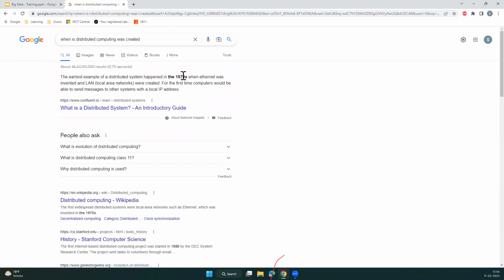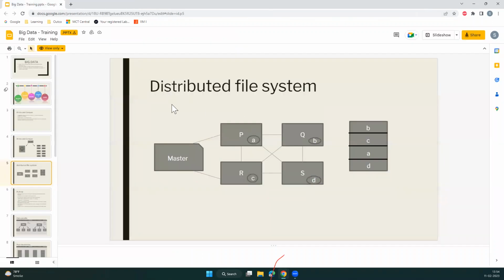1970s. See, it took us 35 years to come from distributed computing to Hadoop. This is nothing but an enhancement over distributed computing. So this diagram that you're able to see is just showcasing the traditional distributed computing system.